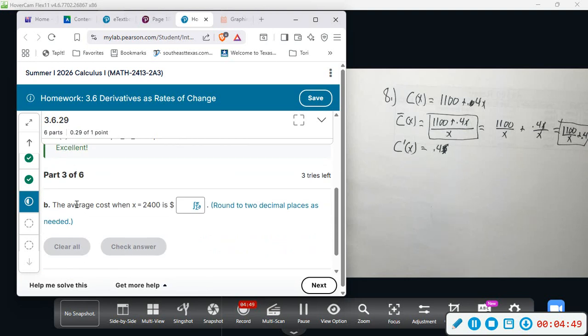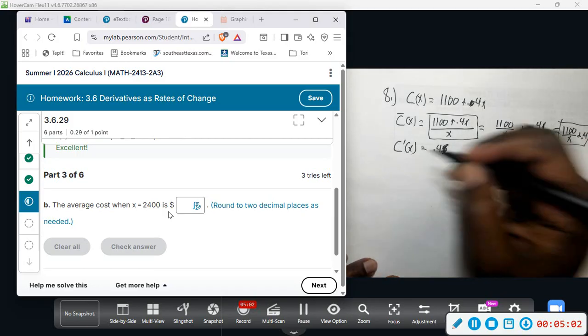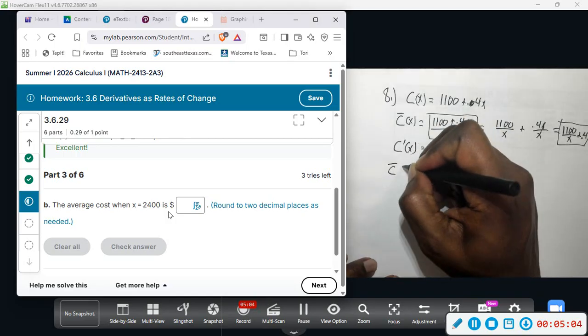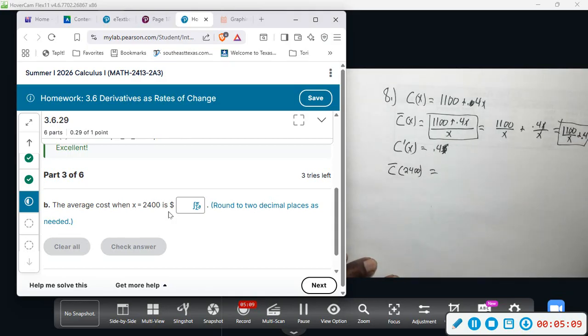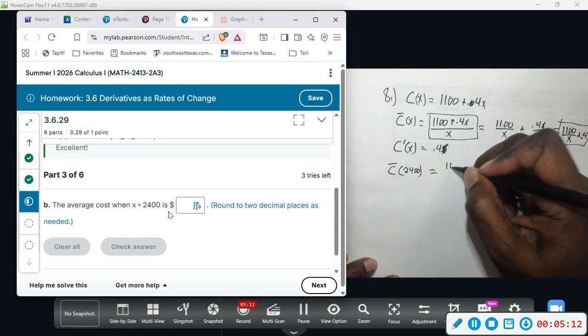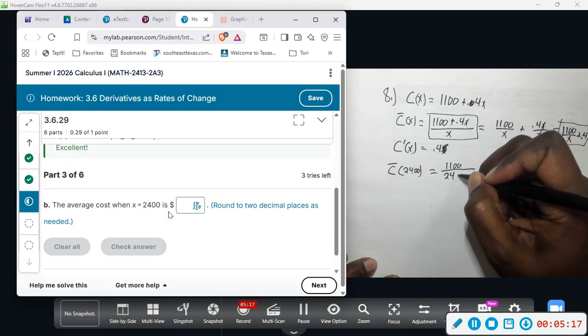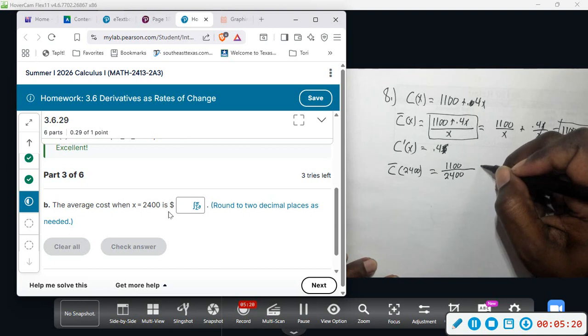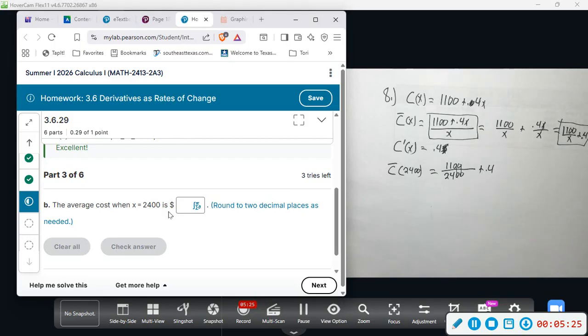All right, so now we want to find the average cost when 2,400 units are produced. So it's going to take this function. Now in this case, I'll probably use the simplified version. So when we plug in 2,400, that would be 1100 over 2400, so 11 over 24. We'll get that as a decimal.